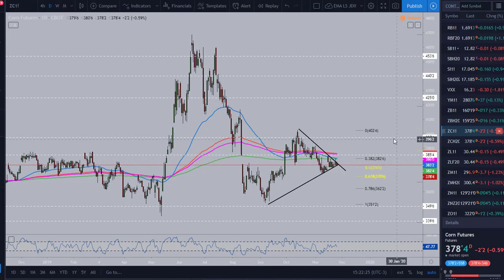Today I want to take a look at corn. This is a continuous contract of corn. Front month is currently December. We want to go ahead and roll over to the March.